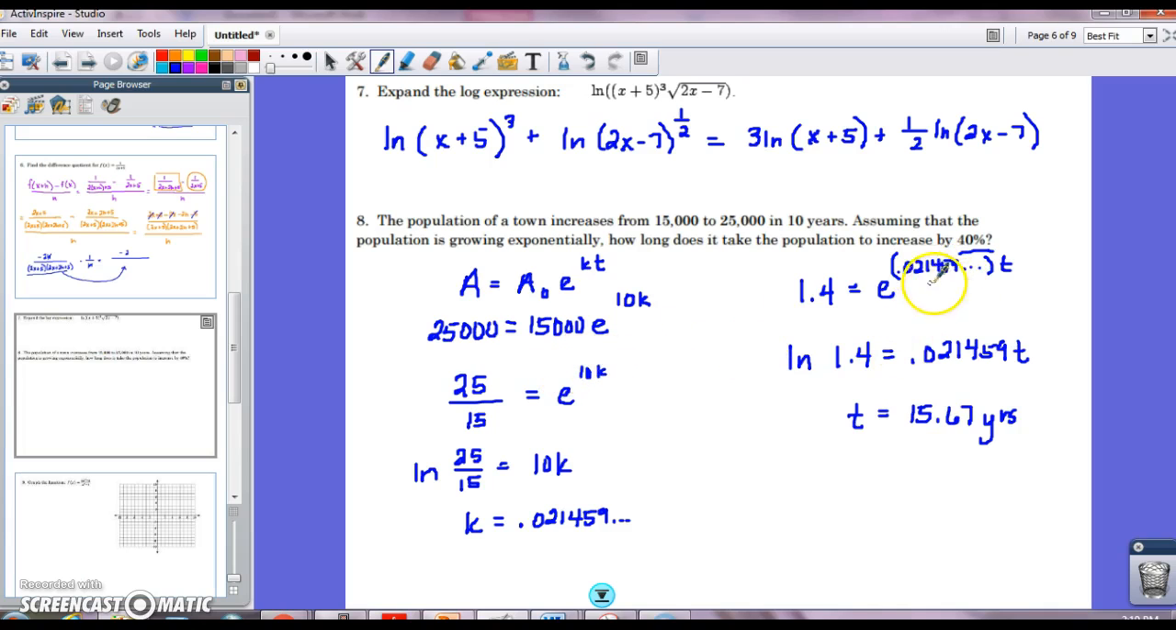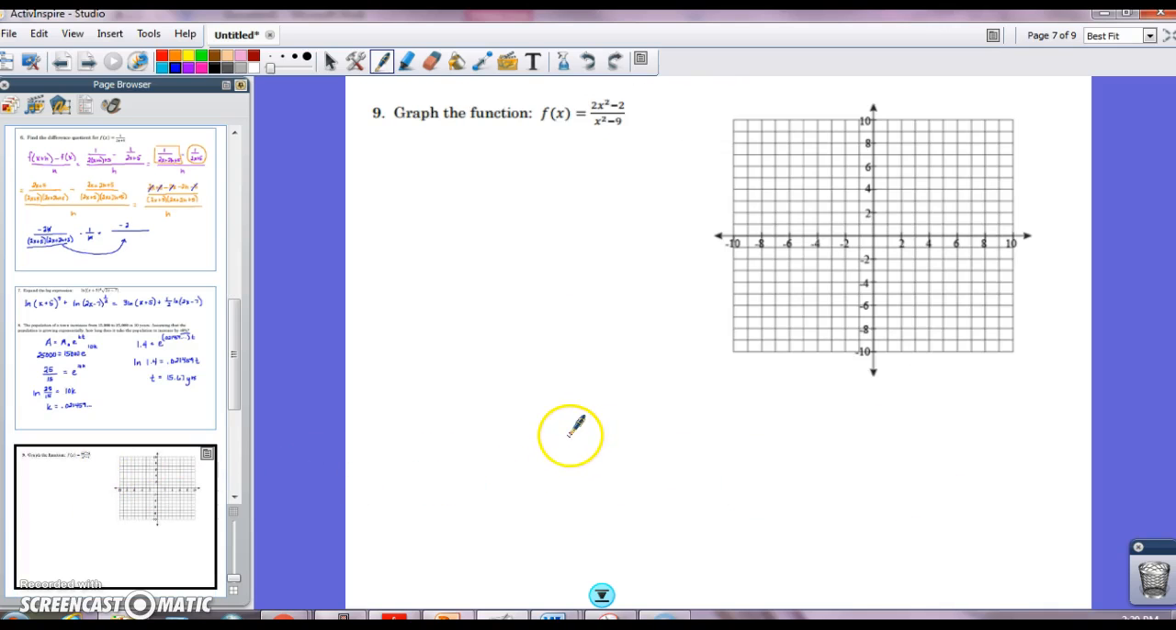I didn't take off for that. You really should use the whole decimal and not round anything until you get to the end. I didn't take off if you did round the decimal, but it will affect your answer slightly, so make sure you don't round until you get to the end. Okay? Okay, problem number 9 is graphing a rational function.